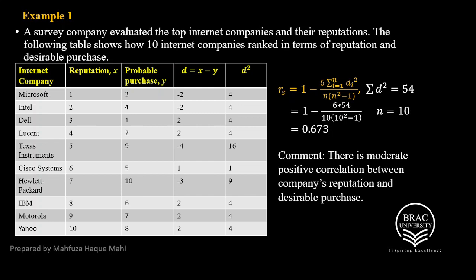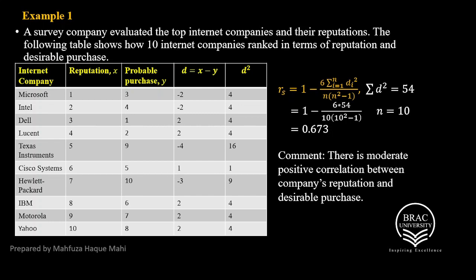So, to calculate Spearman rank correlation, we need the value of d square and n. We can obtain the value of d square from the table. You can see in the 4th column, I have taken the difference of x and y, and in the 5th column I have squared the quantity d. Now I can get the value of summation of d square from this last column. By adding all the elements in the last column, I get the value of summation of d square, which is 54 here.